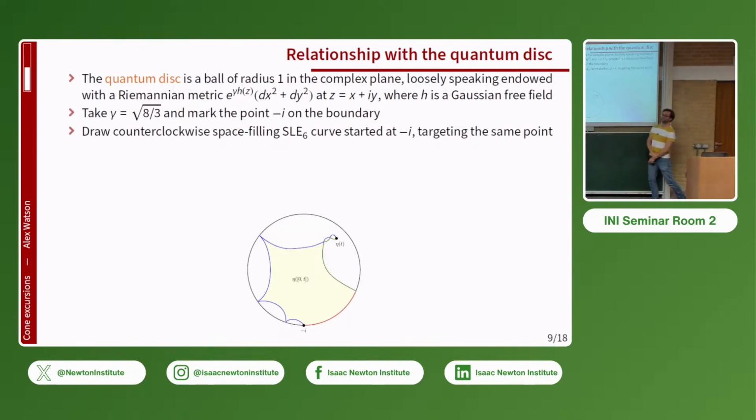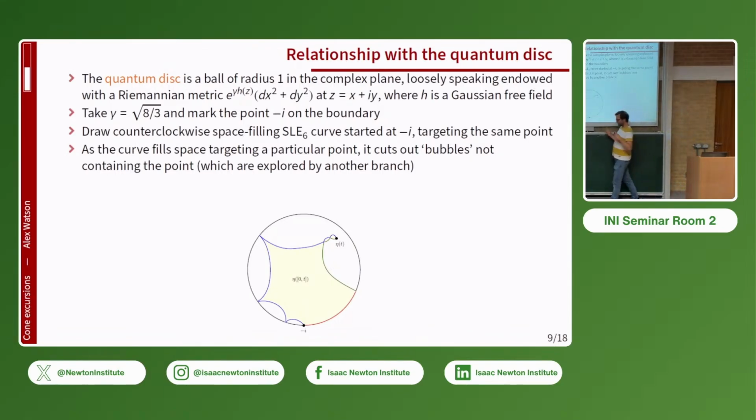So I draw what is called a counterclockwise space-filling SLE6 curve, started at this point. You can think of this as a random curve drawn on this disk, which fills all of space. It goes off in this direction counterclockwise, and eventually ends up back at minus i, having filled everything in.